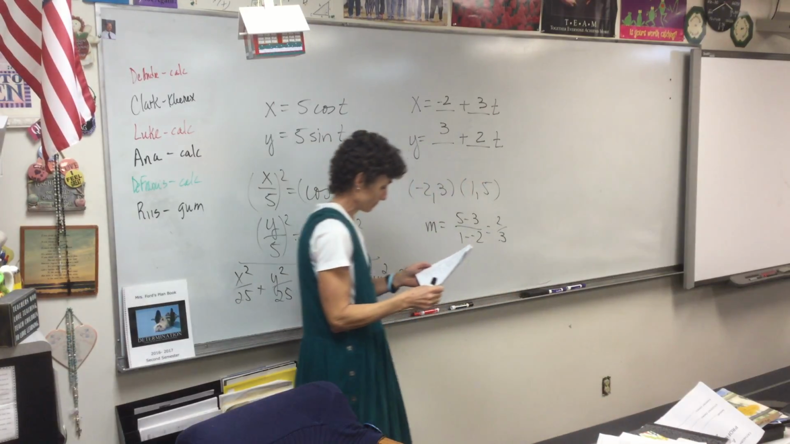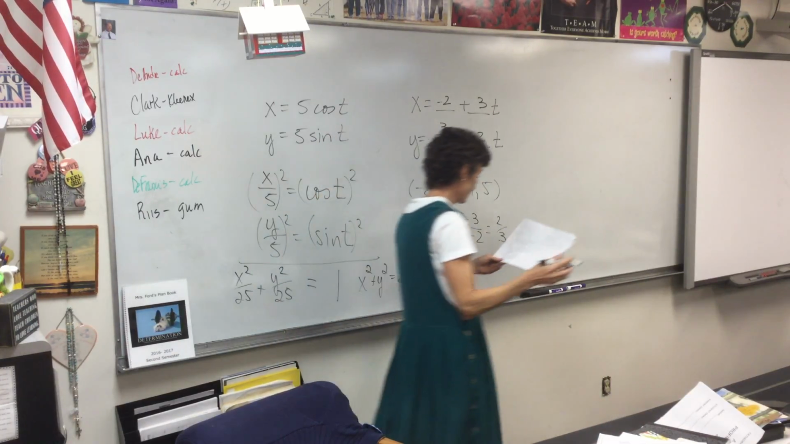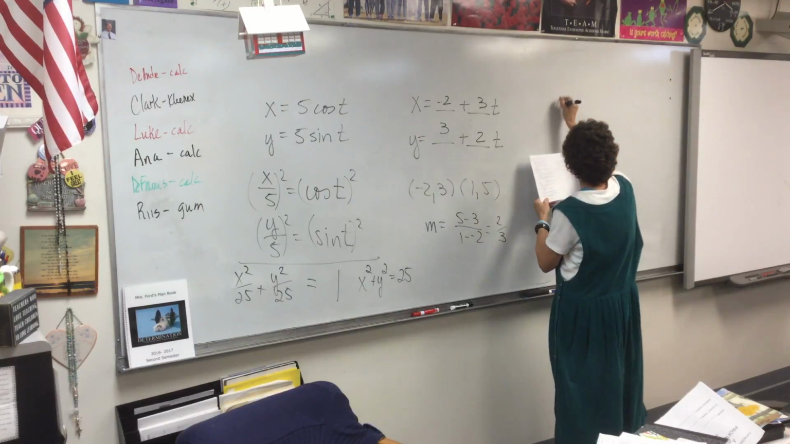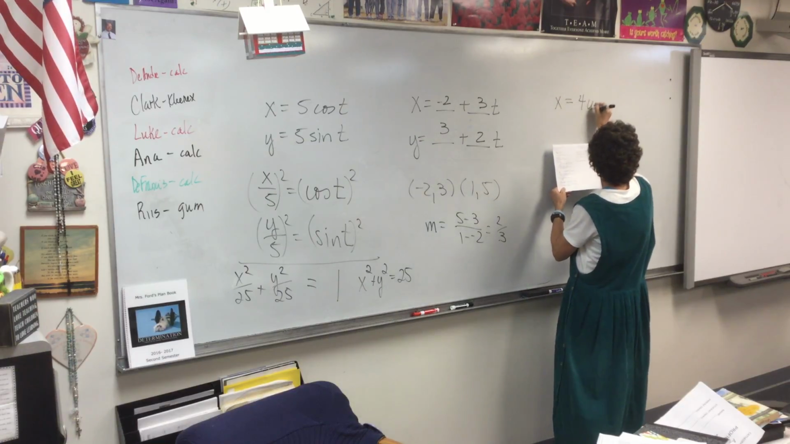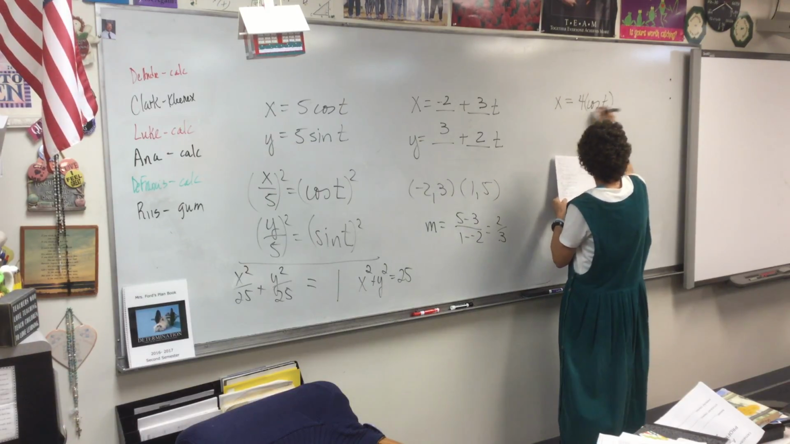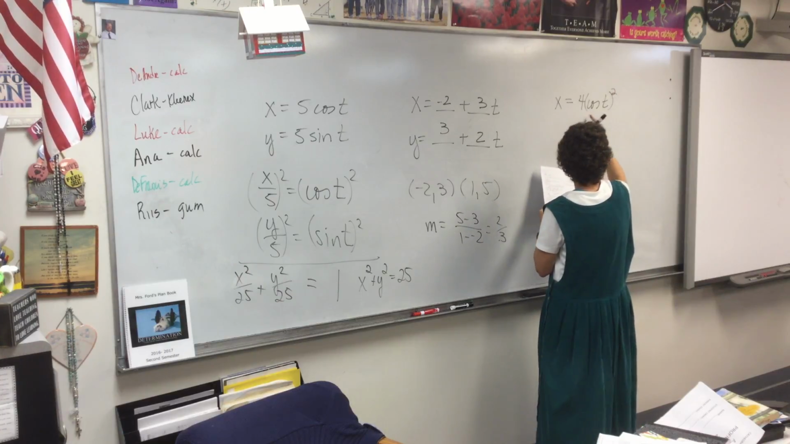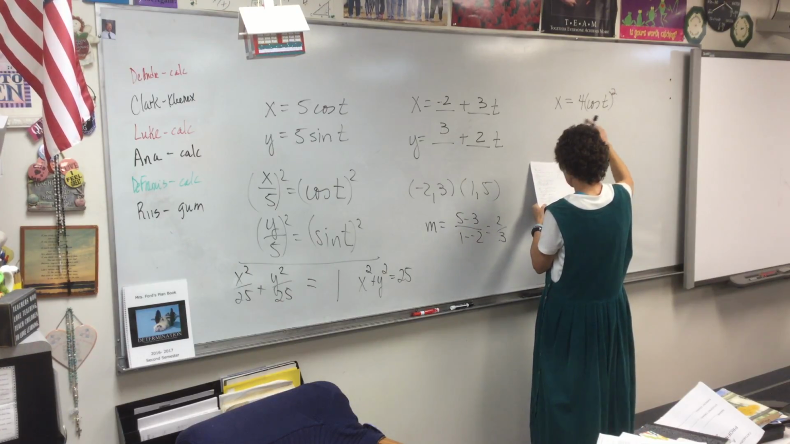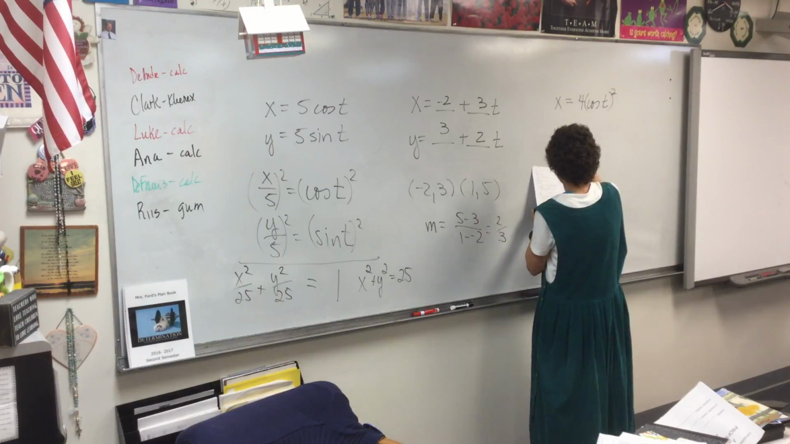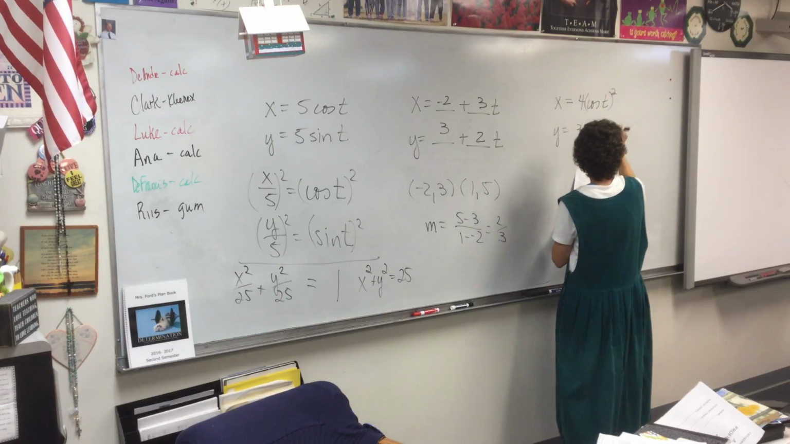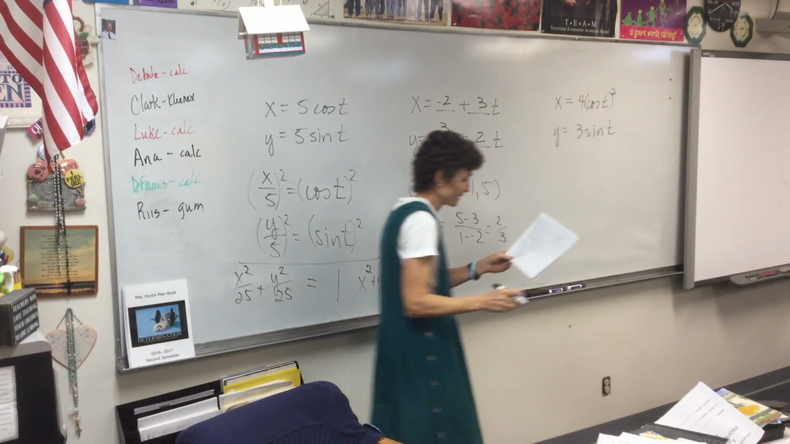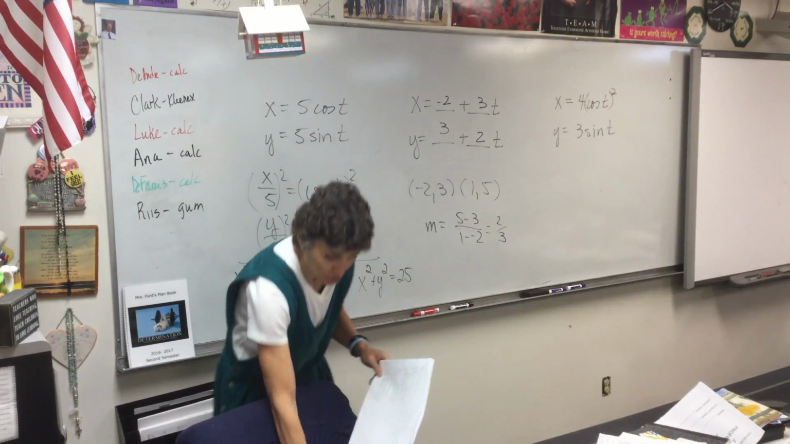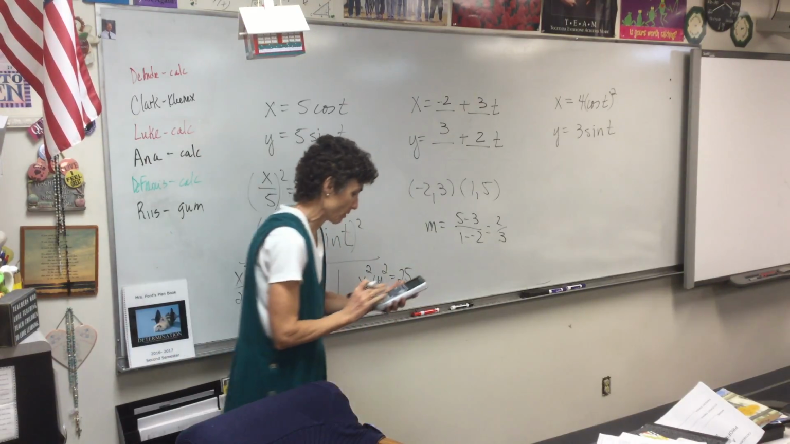All right. Number 17. Sketch on our calculator. So x equals 4 cosine squared. Now remember, if you're typing that into your calculator, you're going to have to type it in like this. And y equals 3 sine. So first they want me to graph it. Then I'm going to write a Cartesian equation for it. First I'm going to graph it.